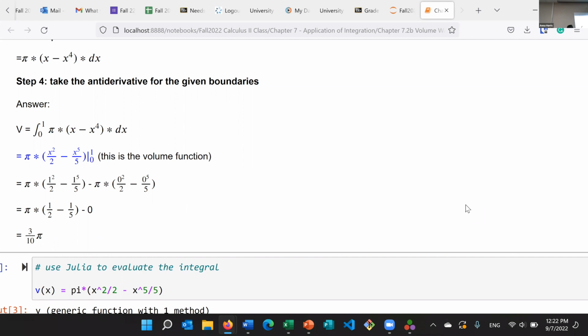X to the 4 becomes what? X to the 5 divided by what? 5. And you are evaluating between what? 0 to 1. And you plug it in. The first one you put in 1s, the other one you put in what? Zeros. Then you get this. And you simplify this, you get 3 over 10 pi.